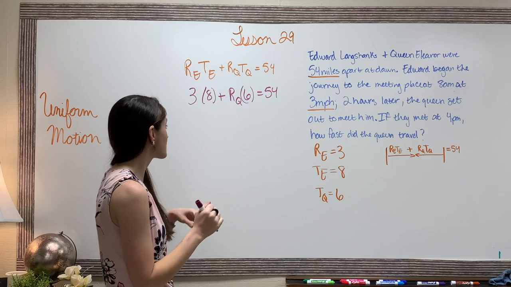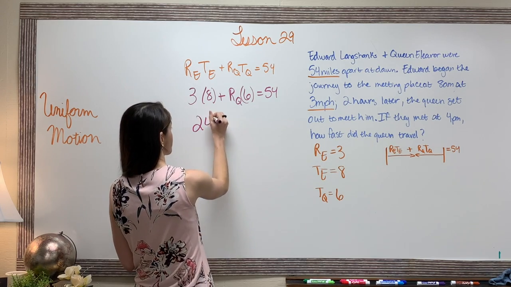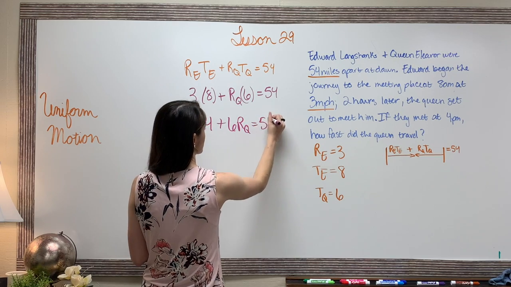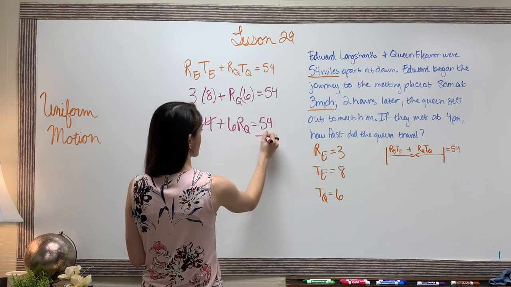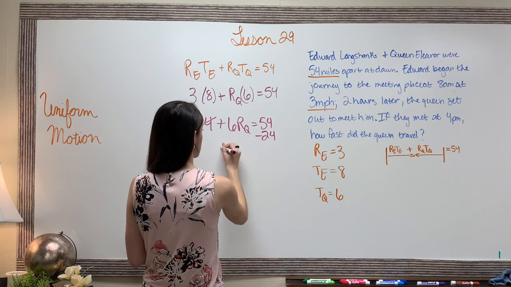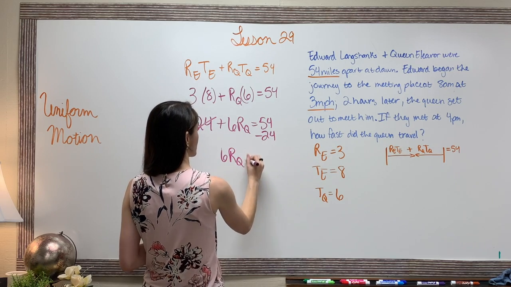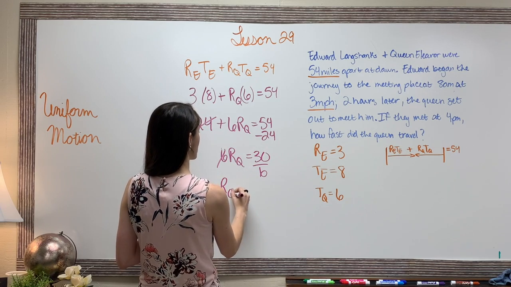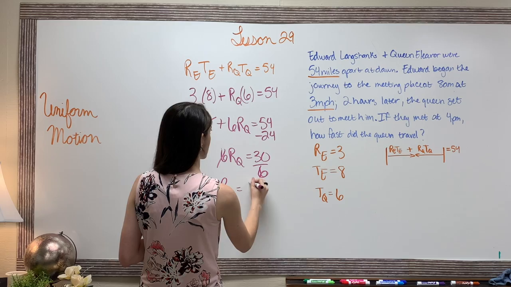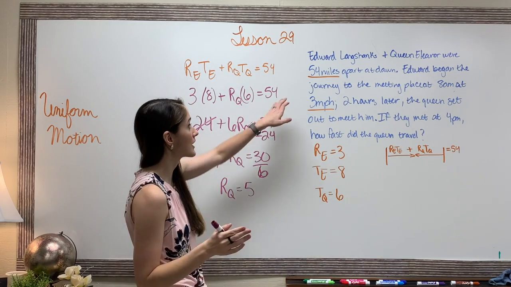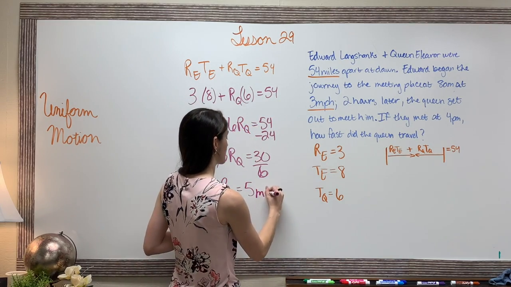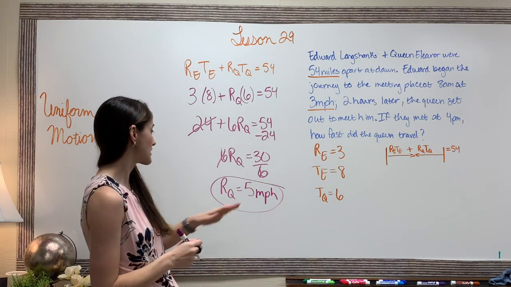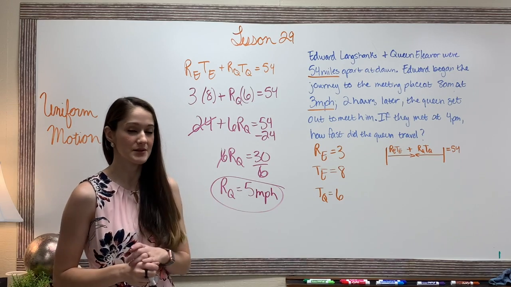So now we're just gonna multiply and solve. So 24 plus 6RQ equals 54, and we are going to subtract 24. So 6R of Q equals 30, divide by 6. So the rate of the Queen is 5, but not just 5 miles per hour. With these questions, we have to remember to include our unit of measurement. So in this case, we're dealing with a rate, so it's gonna be miles per hour.